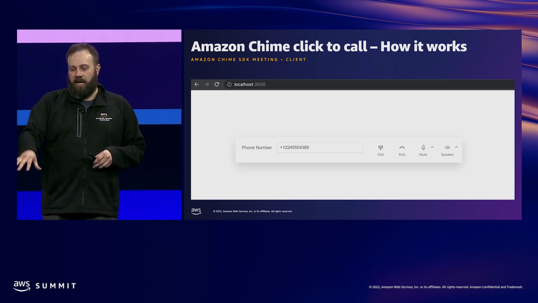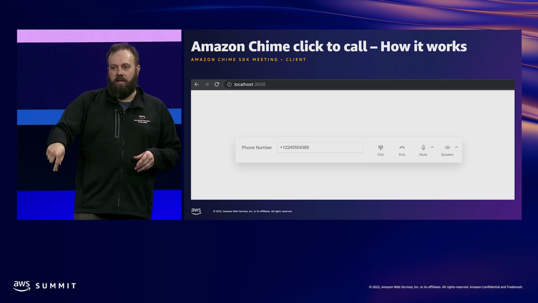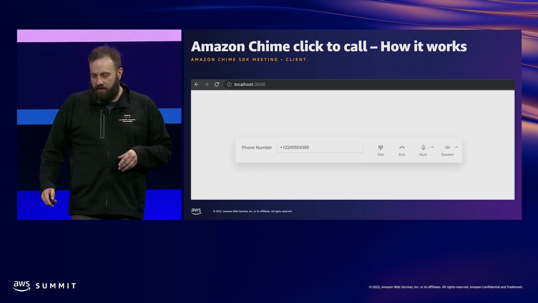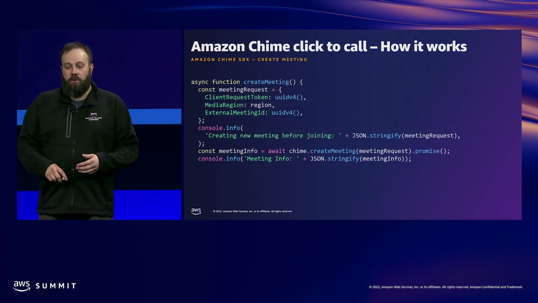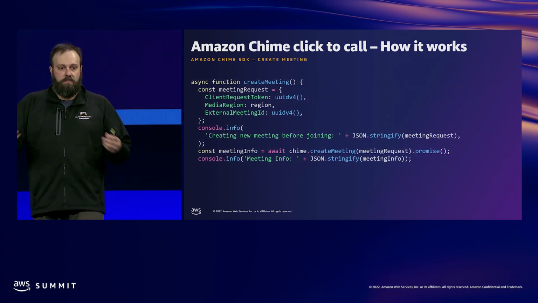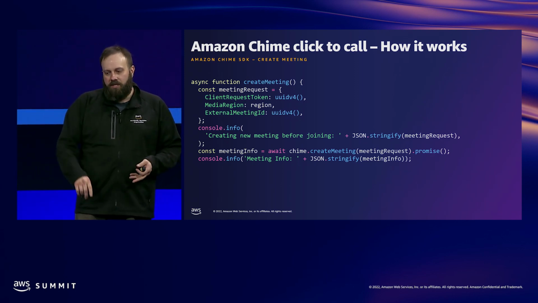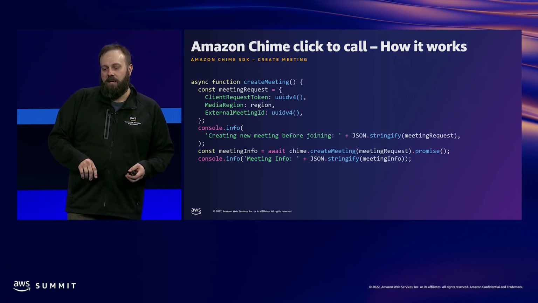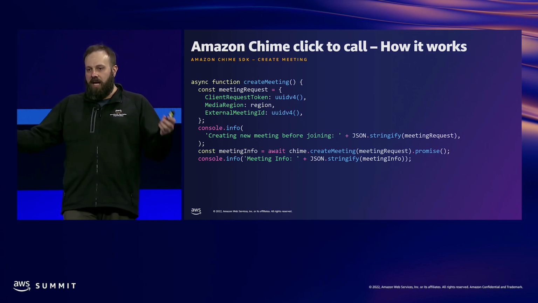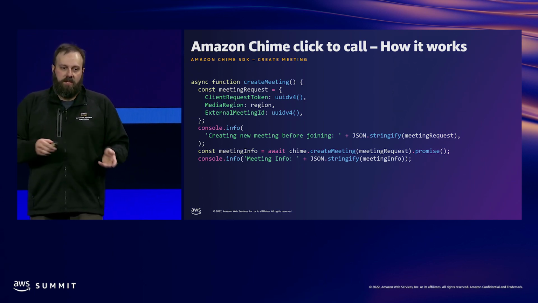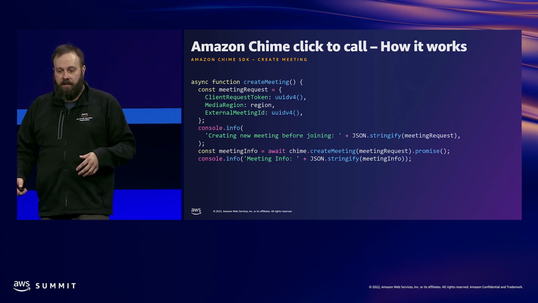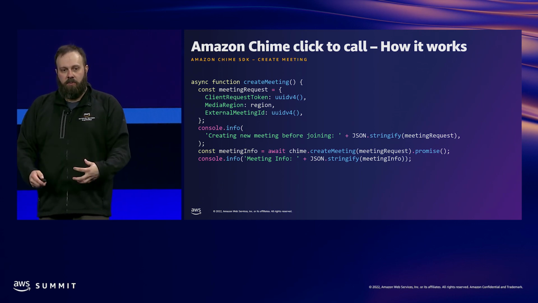So what happens when I click the dial button? When I click the dial button, what's going to happen is we're going to create a meeting. So this meeting is going to go out. It requires a client request token, a region, and an external meeting ID. We're going to capture that information from this API call of create meeting, and we're going to take that and remember it.